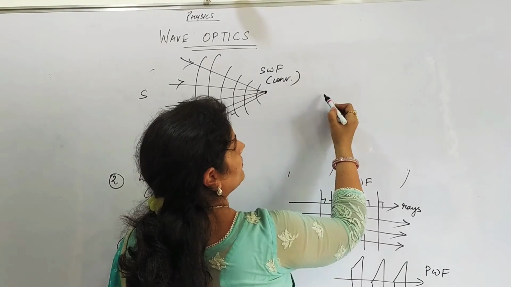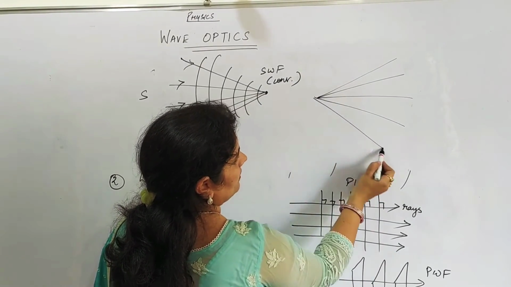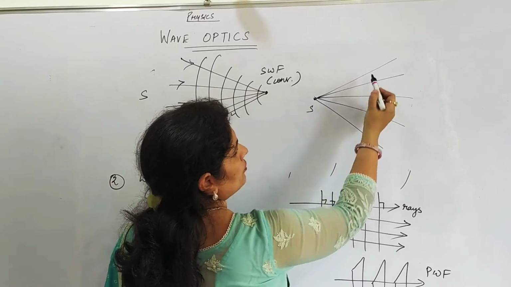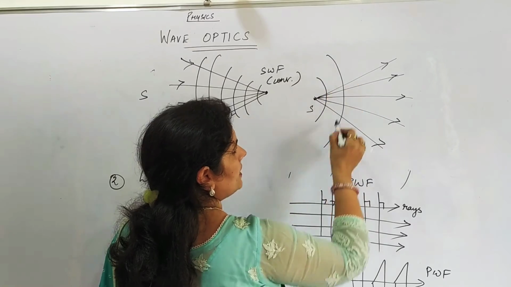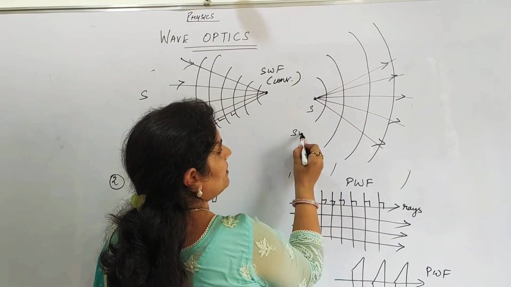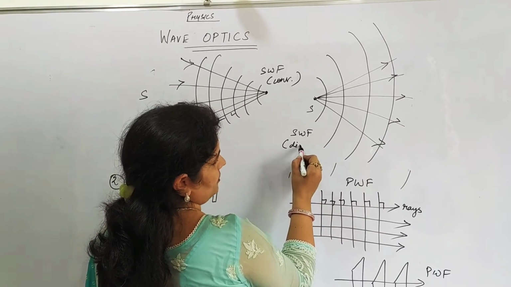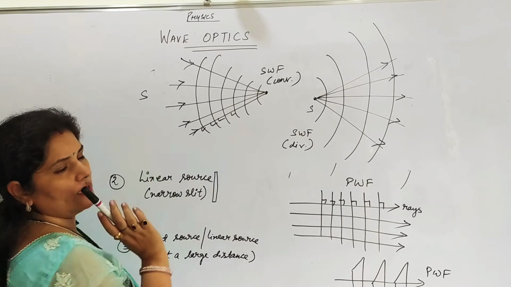Similarly, we can have a diverging spherical wavefront. Right? This is a source out of which the light is moving. And what will be the shape? This is how the shape will be. This is a spherical wavefront. Which one? Diverging one. So this is a spherical wavefront diverging. This is a spherical wavefront converging.